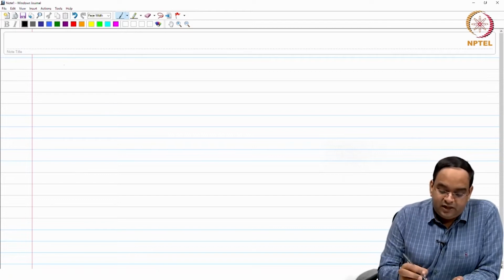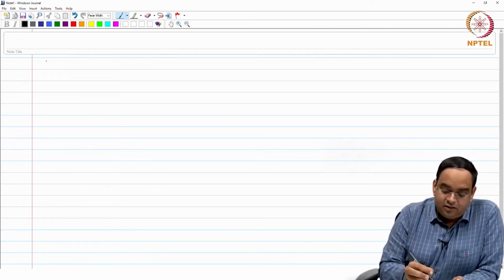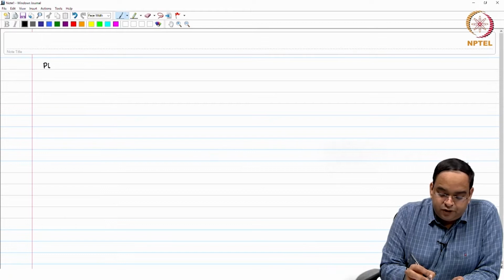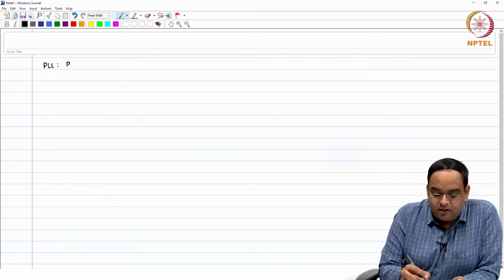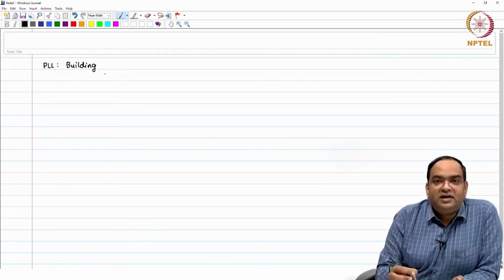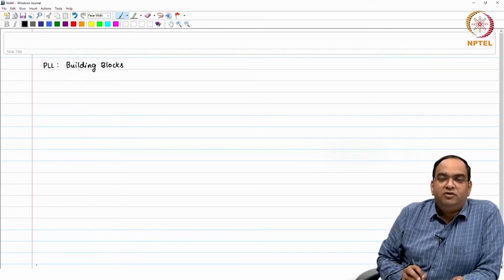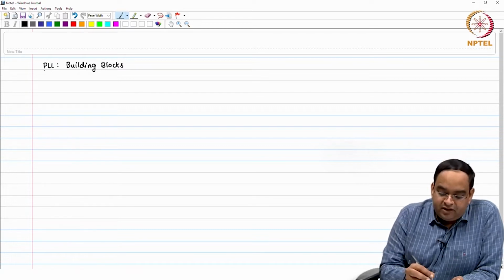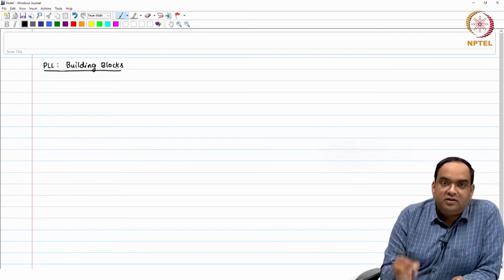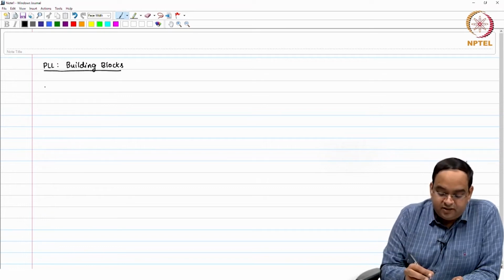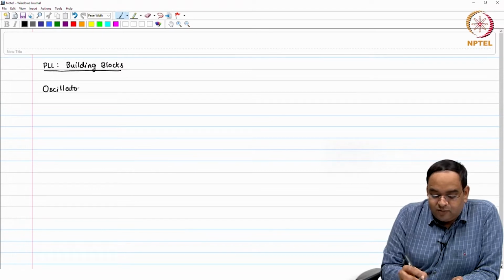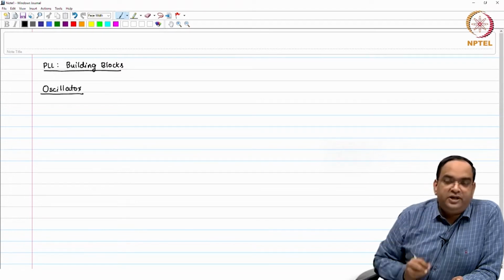Hello everyone, welcome to this session on PLL building blocks. After looking at the loop gain, phase margin and noise analysis in PLLs at system level, we will now move on to the block level design for PLLs. The first and most important block in a PLL is the oscillator. Let us look at what this block is, how it works, and how we are going to design it.